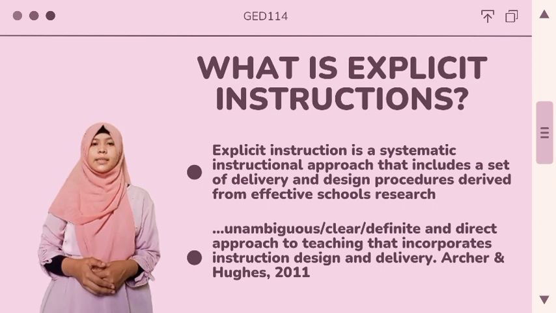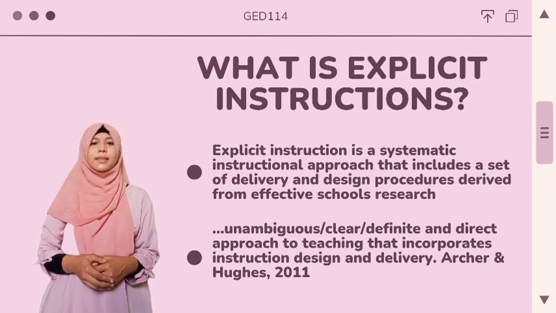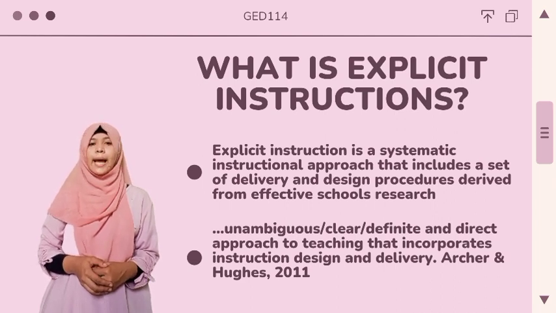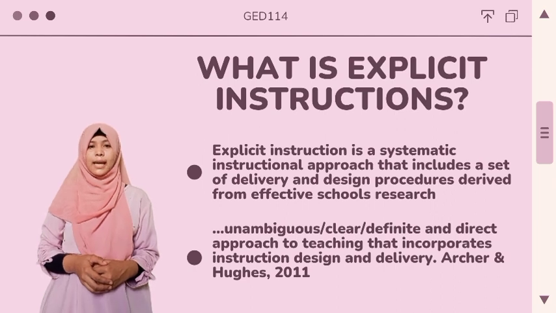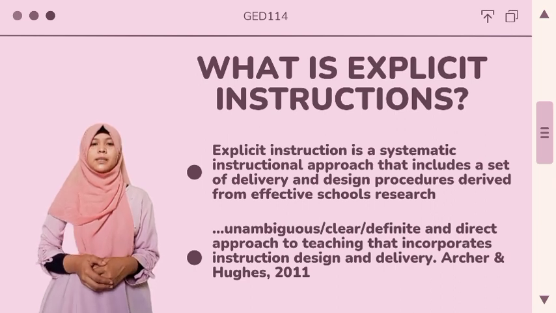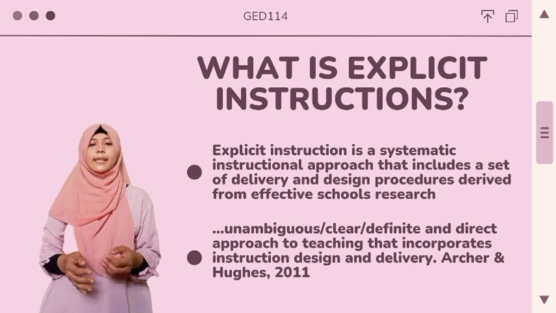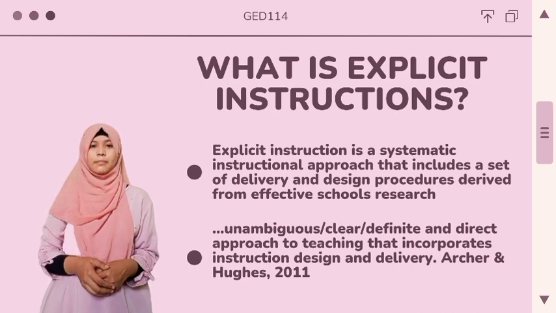Explicit instruction is a systematic instructional approach that includes a set of delivery and design procedures derived from effective schools research. It is a type of approach that follows certain organized steps, including the way the teacher teaches and how he or she is going to manage the class. In its simplest meaning, explicit instruction is a form of instruction that is direct and obvious, that every single piece of information is given to the students and they can learn it in the easiest possible way.